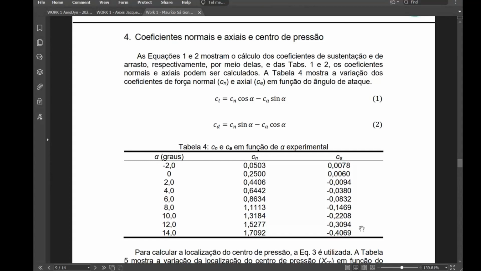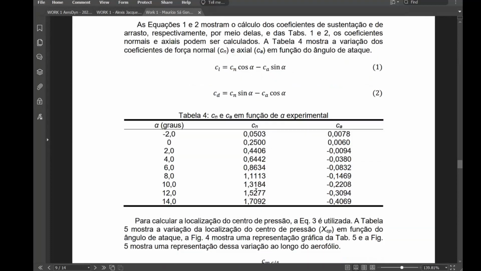Then calculation of missing coefficients. In this case, it's normal and axial force coefficient. Only one comment here that student did not show CA and CN, and showed just reverse formula. And if you calculate CN and CA at this table, please put correct formula for CN and CA.